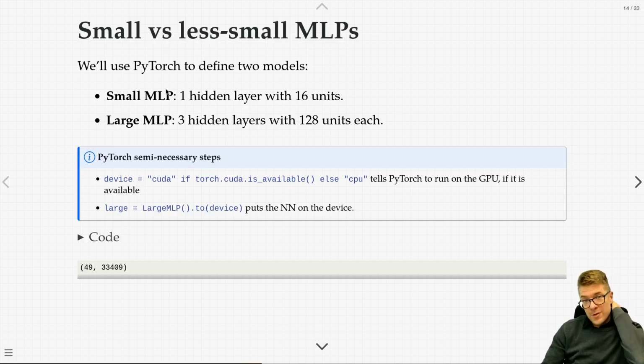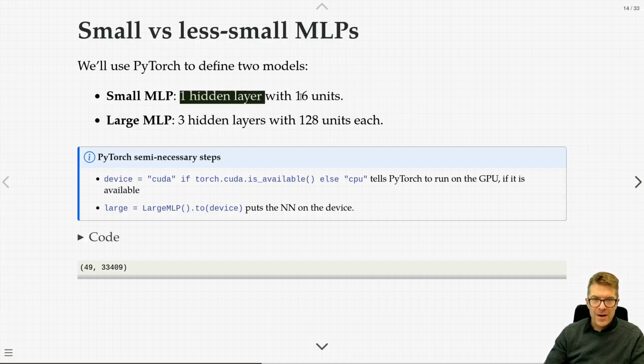So we're going to use PyTorch. We're going to increasingly use PyTorch to define our neural network models. It's because of how popular PyTorch is in deep learning. We have a small multi-layer perceptron with 1 hidden layer with 16 units, and then we're going to have a large MLP with 3 hidden layers, each with 128 units. This is different enough. Going forward, I'm going to introduce these two ideas.